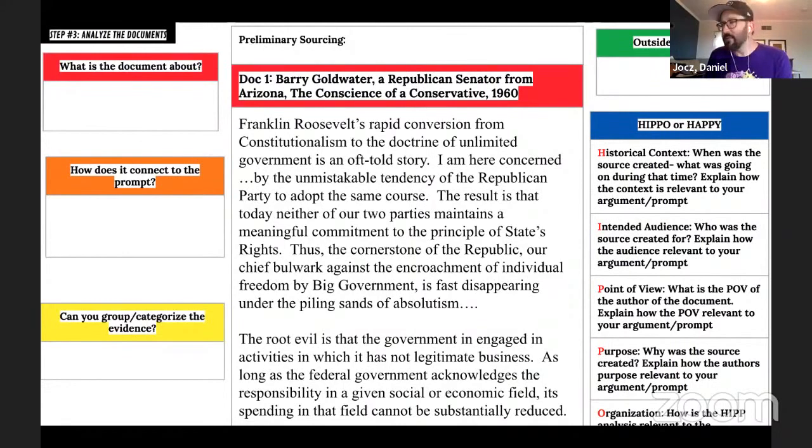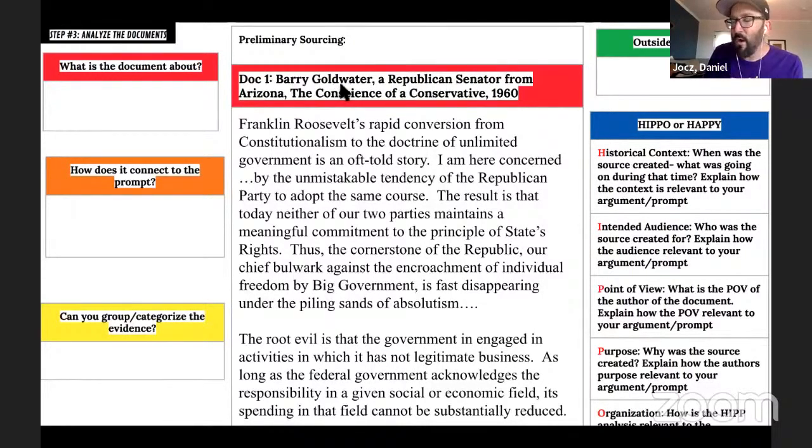But if you take a look, I'm going to walk you through what my mind would do if I'm looking at this document on the DBQ, okay? So the first thing that you do, obviously, is take a look at the document. You know what the question's asking: why did the conservative movement rise up from 1960 to 1989? I noticed right away this document is from 1960, so this is at the beginning of the time frame.